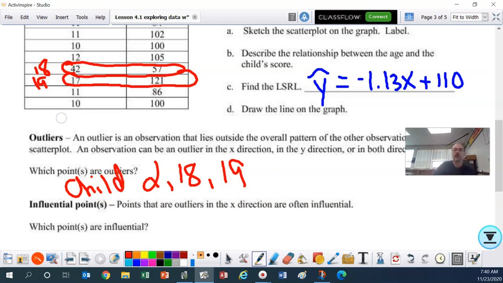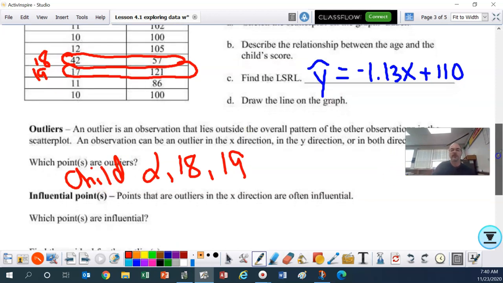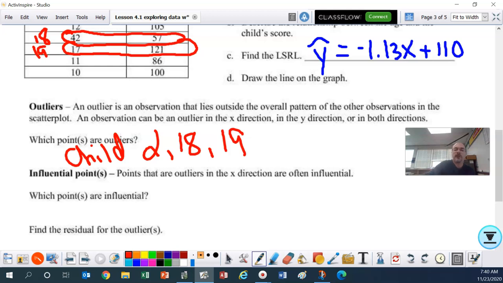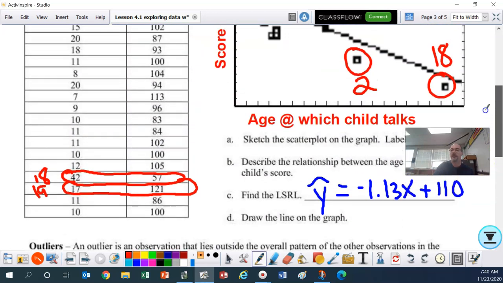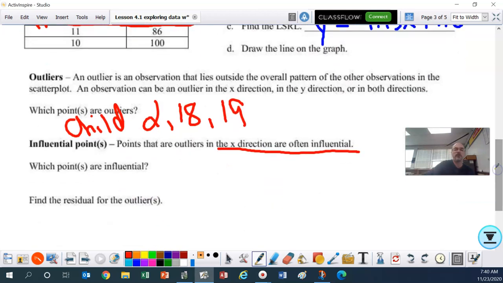Are outliers. Now, influential points. Those are ones that are in the x direction. Okay, well, there's 2 in the x direction, right? In the x direction, that would be child 2 and child 18. Okay, child 2 and child 18. Those are influential. They're outliers, but those are also influential points. 19 is not.